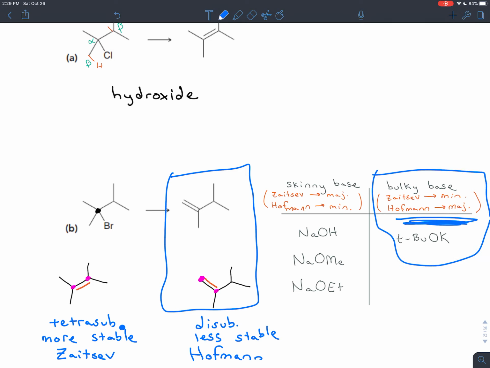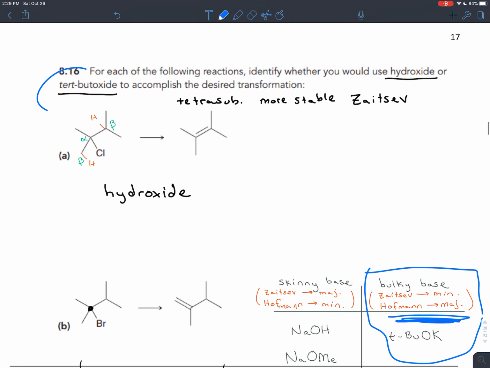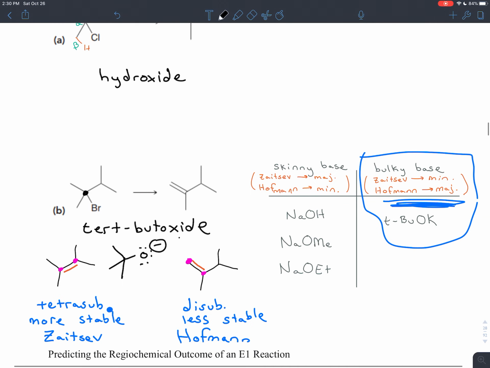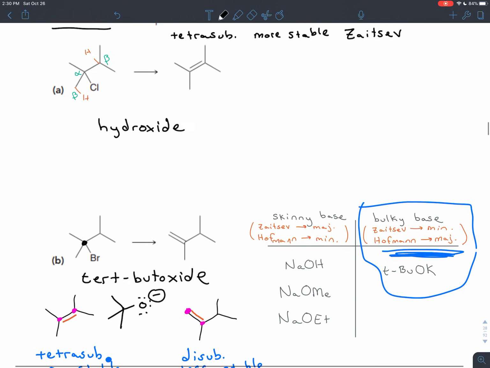You use a bulky base. If you use a bulky base, it won't be able to reach the more substituted beta hydrogen, and you won't get the Zaitsev product. The bulky base will give you the Hofmann product. And so that's what we'd use here. Now the options for the bulky base that they gave us was tert-butoxide. They said either use hydroxide or tert-butoxide. If we want the Hofmann product, we would use tert-butoxide. And that, remember, would just look like a tert-butyl group with an oxygen that has a full negative charge. So the tert-butoxide will give you this Hofmann product as your major product. You'll still get the Zaitsev product, but it won't be the major product.